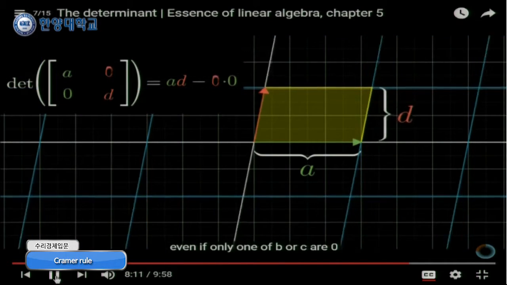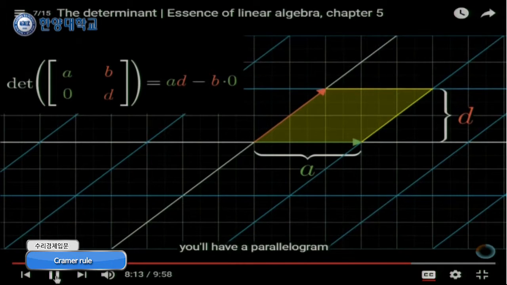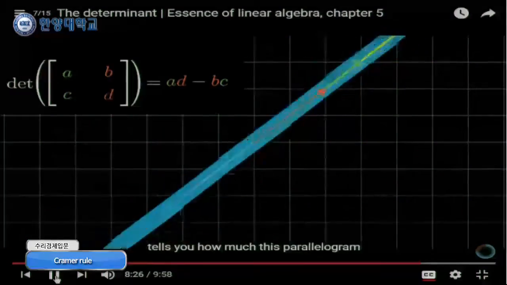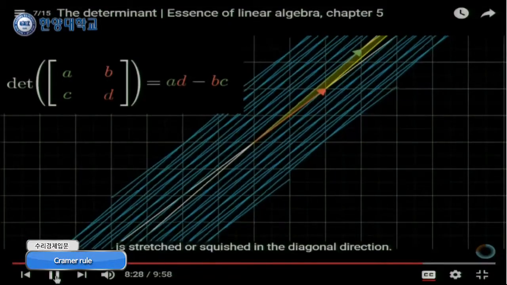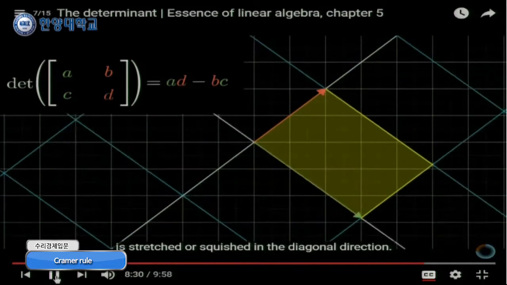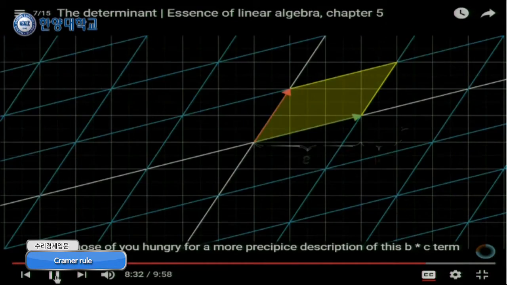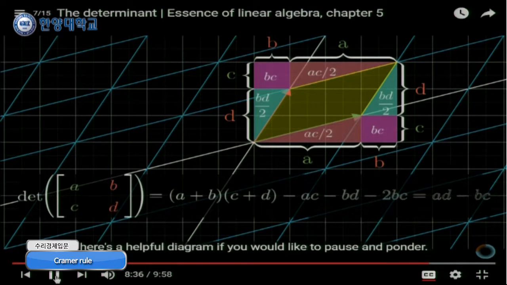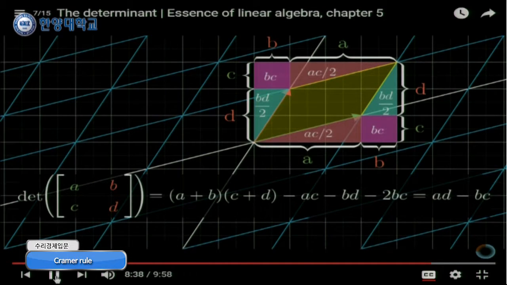Even if only one of b or c is 0, you'll have a parallelogram with a base a and a height d, so the area should still be a times d. Loosely speaking, if both b and c are non-zero, then that b times c term tells you how much this parallelogram is stretched or squished in the diagonal direction. For those of you hungry for a more precise description of this b times c term, here's a helpful diagram if you'd like to pause and ponder.